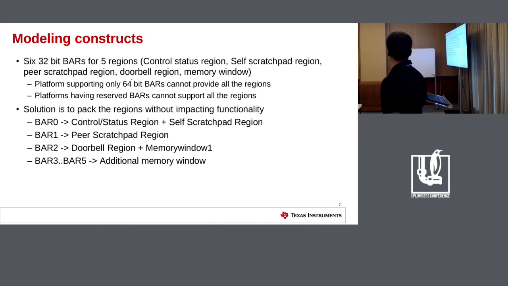So there are 5 regions: the control and status region, which is specific to the configurable PCI endpoint, the self scratchpad region, the peer scratchpad region, the doorbell region, and the memory windows. There are 5 regions, and we have only 6 32-bit bars. So if a platform supports 32-bit bars, then we could assign one region for every bar.